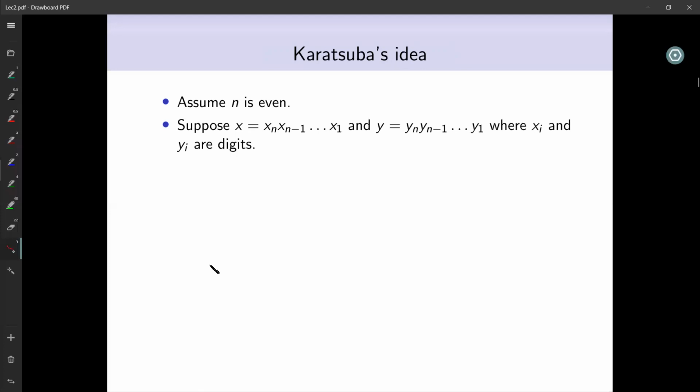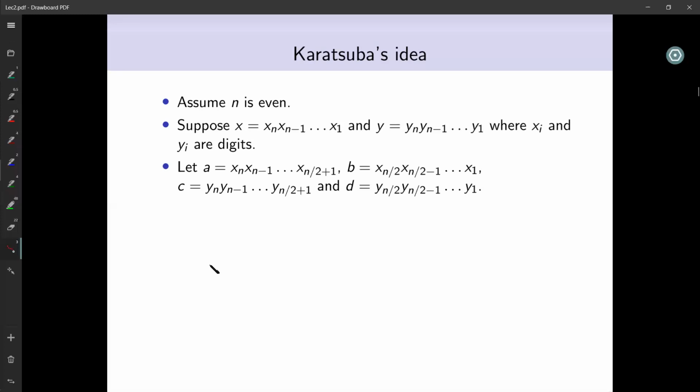So let's write x bitwise. Let's say x is xn, xn minus 1, etc., x1, where these are bits. And write y again bitwise. So let's say y is yn, yn minus 1, etc., y1, where these are bits, or digits.